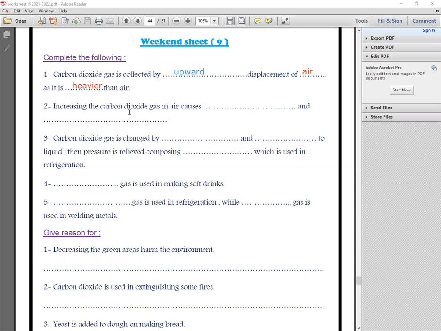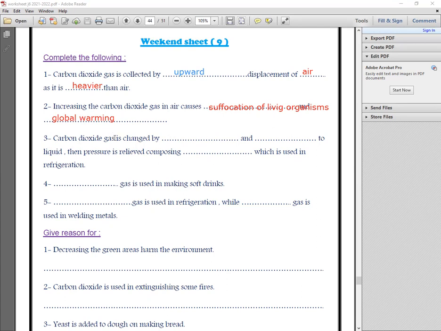If the percentage of the carbon dioxide gas increased in the air, it will cause suffocation of all living organisms and global warming. So if the percentage of carbon dioxide gas increased in the air, it will cause suffocation of all living organisms and global warming, which is the increase in the temperature of the Earth's atmosphere.